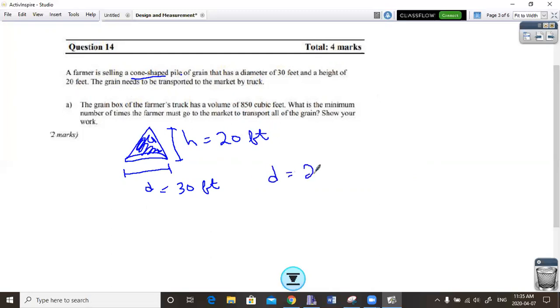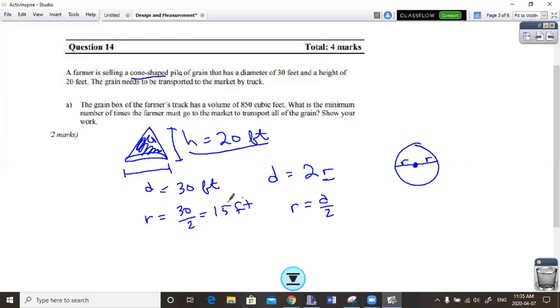Now, diameter is twice the radius. If we have a circle, that's our diameter. Twice the radius is the diameter, so we need to know the radius. Radius is diameter over 2. In this case, the radius will be 30 over 2, which is 15 feet. So we have our height, 20 feet, and our radius of 15 feet. That's important.